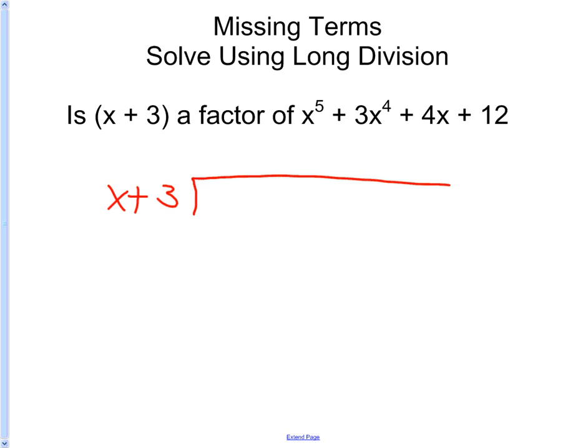X plus 3 going into x to the 5th plus 3x to the 4th plus 4x plus 12. Probably one of the longer ones ever. Okay. Just try to look into the future. What do you think is going to be weird about this one that we didn't ever have before? We've had things like x plus 3 before. What's weird about this one?